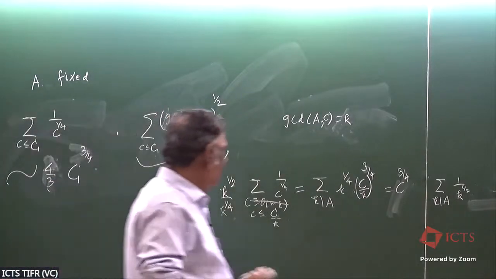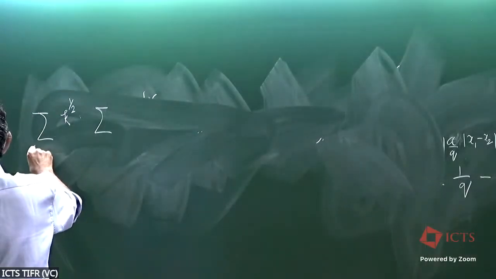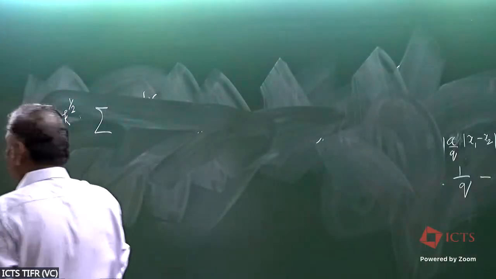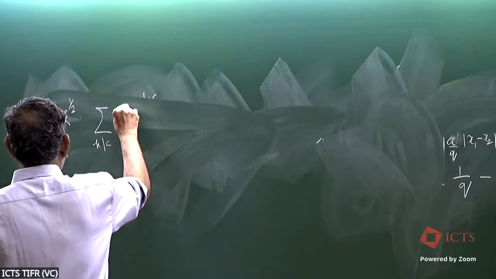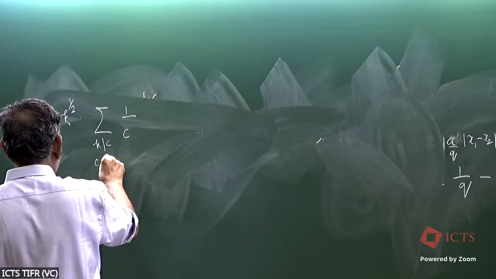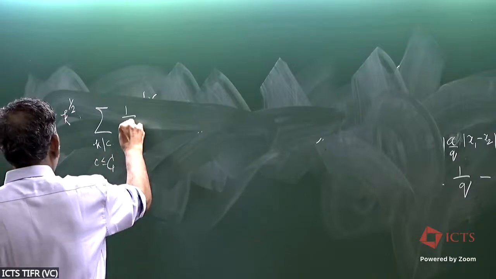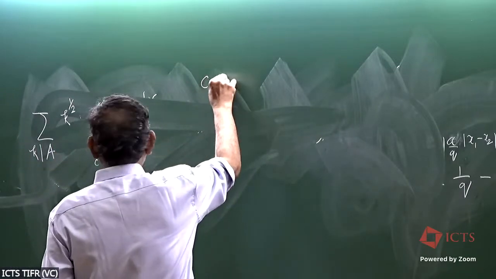Let's do it carefully. You see, what you have, the GCD of A and C to the power K is K to the power half. That part is okay. And then you have a C. And this K is not running anywhere. This K divides A. And then this K divides C. And then you have a 1 over C to the power, and this C goes all the way up to capital C. And then you have a 1 over C to the power 1/4. Is it okay? Yes. And that C I am writing as C dash times K.